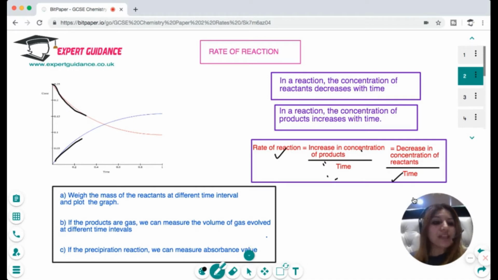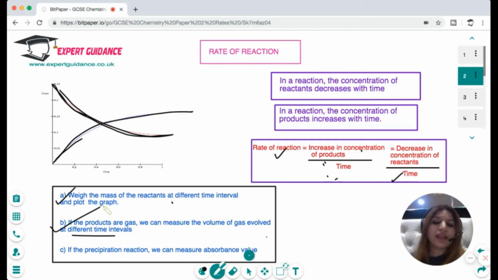It depends on what kind of a reaction we are taking. If the reaction involves a solid reactant, we can weigh the mass of the reactant at different time intervals and plot the graph, and we'll get a shape of the graph something like this, sloping downwards because the reactant decreases with time. On the other hand, if there's any reaction that involves gases, we can measure the volumes of gases evolved at different time intervals, and we'll see that the graph looks like this, where volume of gases increases with time.